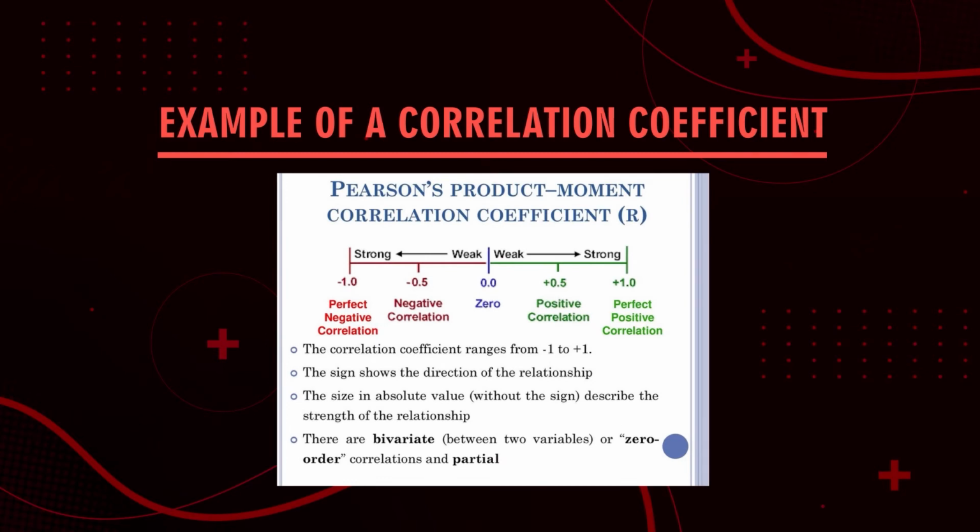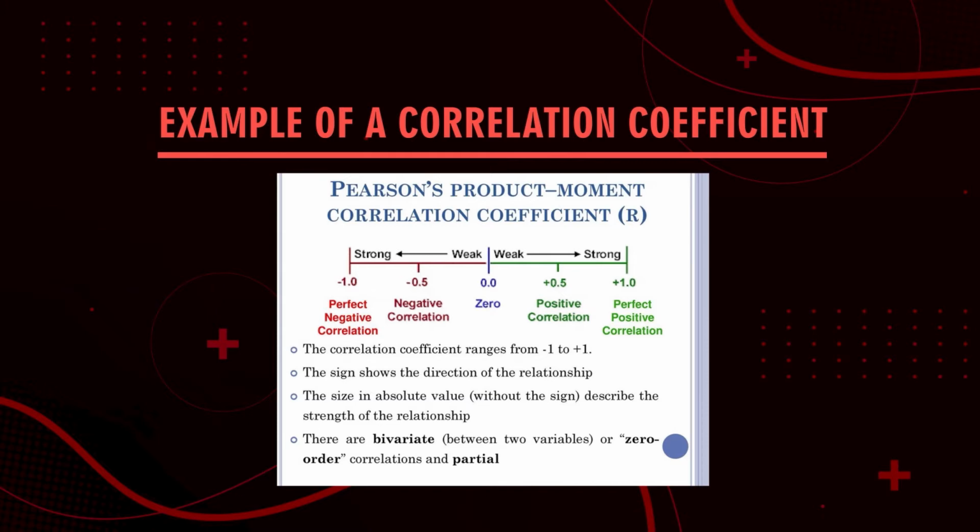This is a manner by which we can talk about it pictorially, because the correlation coefficient varies from -1 to +1. So what we have observed is that the correlation coefficient ranges from -1 to +1. The sign shows the direction of the relationship. The size in absolute value, without the sign, describes the strength of the relationship, and there are bivariate, or zero order, correlations and partial correlations.